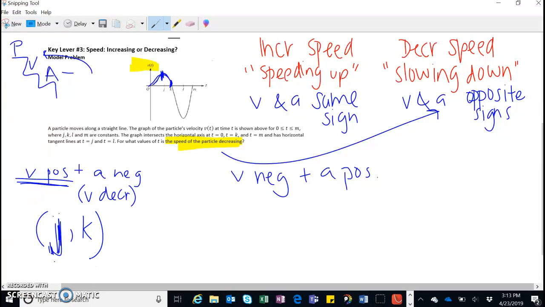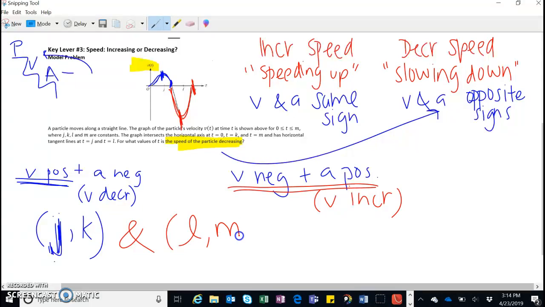And let's not forget to check the other scenario. I could also see decreasing speed if my velocity is negative and my acceleration is positive. So the opposite situation. So here I am with negative velocities under the x-axis. And if acceleration is going to be positive, another way of thinking about that is that velocity is increasing. So on that red window, another place where our speed is decreasing would be between L and M, because we have opposite signs of velocity and acceleration.